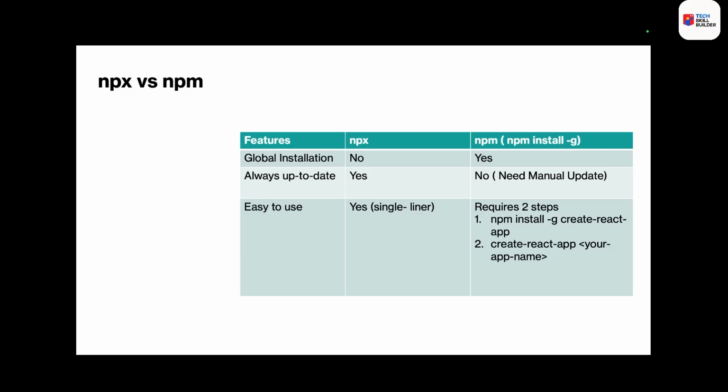And npx is easy to use. It's a single line command, right? npx create-react-app and the app name. But in case of npm, we need two steps. First, npm install -g create-react-app, and then create-react-app and your app name. So npx is always easy to use. There is no need for global installation. It's always up to date. So I will prefer to use npx.